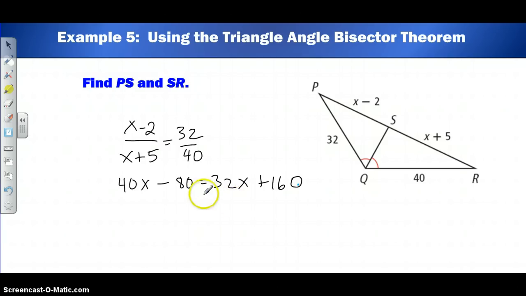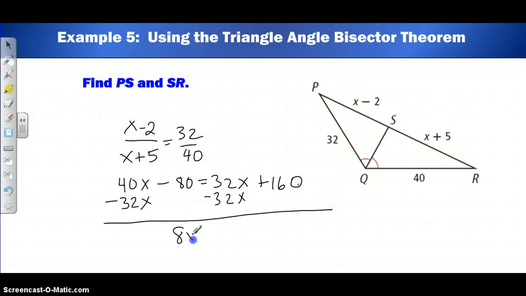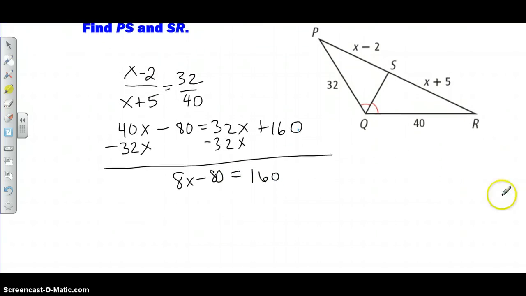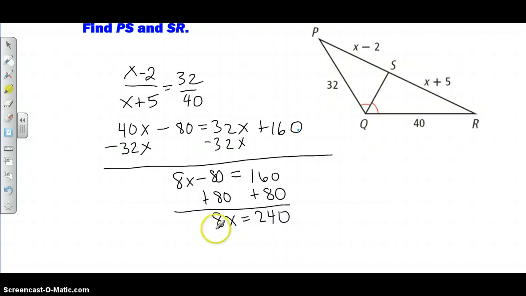Now I'm going to subtract 32x from both sides. And I get 8x minus 80 is equal to 160. So we'll add 80 to both sides. And that gives me 8x is equal to 240. And then divide both sides by 8. x then must be 30.